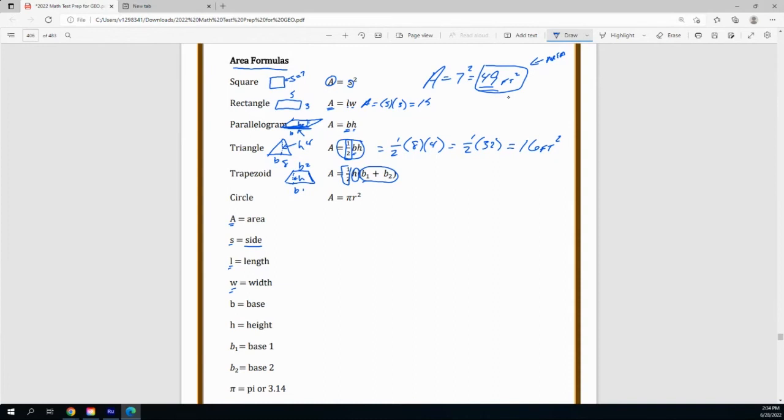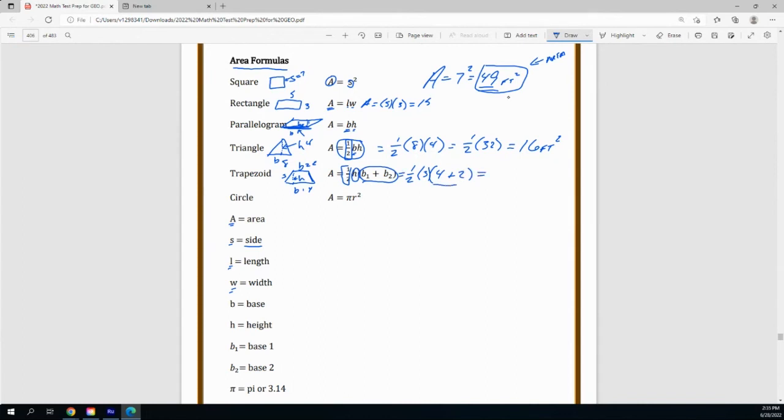Let's try one. Let's say I call base 1 4, base 2 2, height 3. Okay, let's go ahead and do this. So according to the formula, area is half of the height. Let's go ahead and define the height as 3 times whatever B1 is. We called it 4 plus, and we called B2 2.